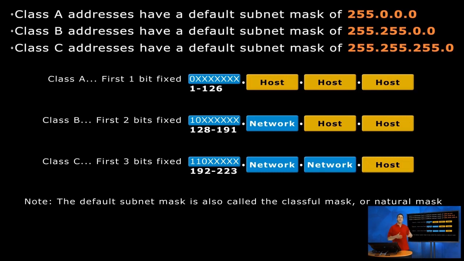If I have a Class B address, which starts in the first octet with 128 to 191, then I have a default subnet mask of 255.255.0.0. And then if we have a Class C address, which is in the range from 192 to 223 in the very first octet, then we would have a default subnet mask of 255.255.255.0. And remember what I said, the subnet mask identifies the network portion and the host portion.